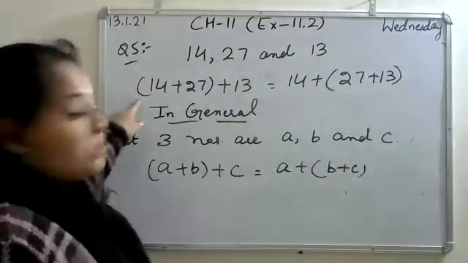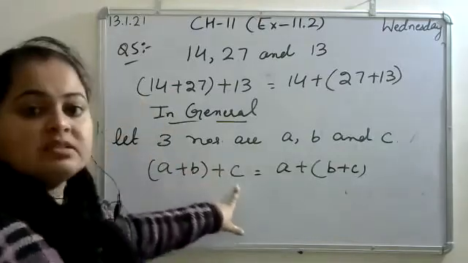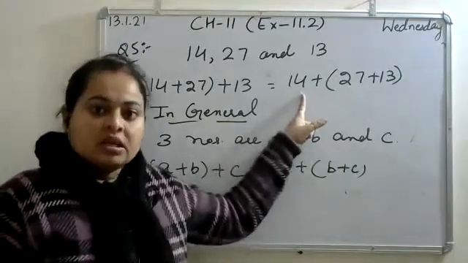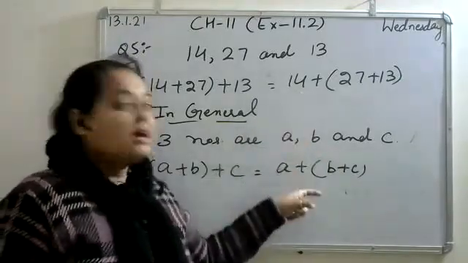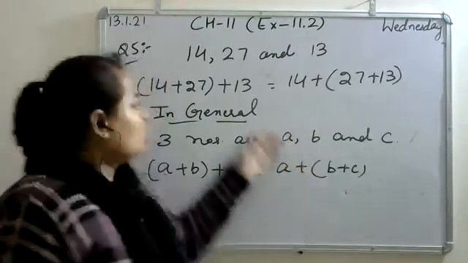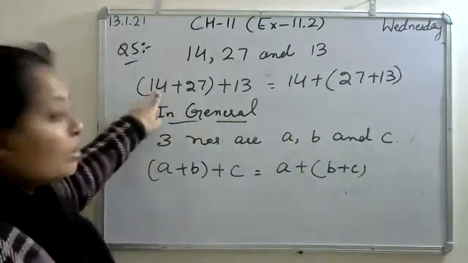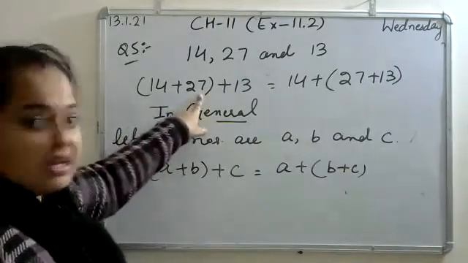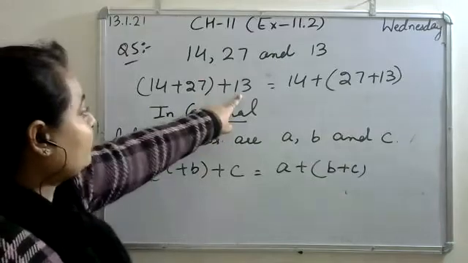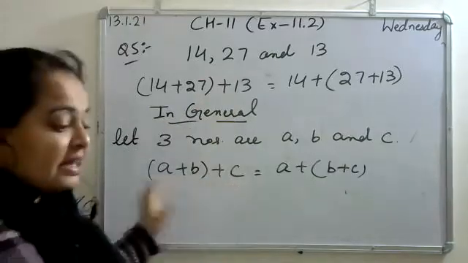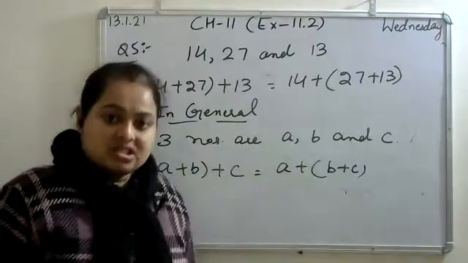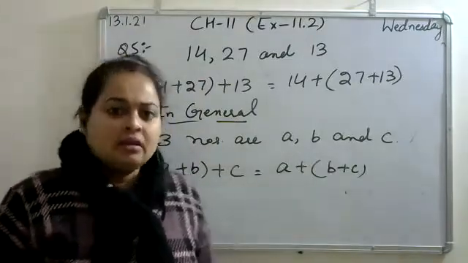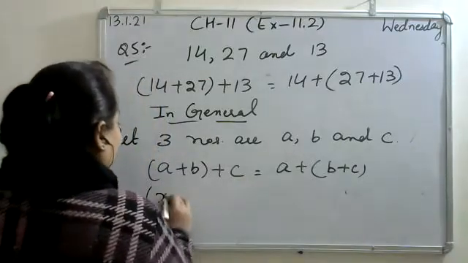This is using numbers and this is using algebra. We did this in whole numbers using numbers. Here we have to use algebra. Look, the method is the same. In place of 14, you write a. In place of 27, we write b. In place of 13, we write c. And a, b, c are not compulsory. Your wish, you can use any variables.